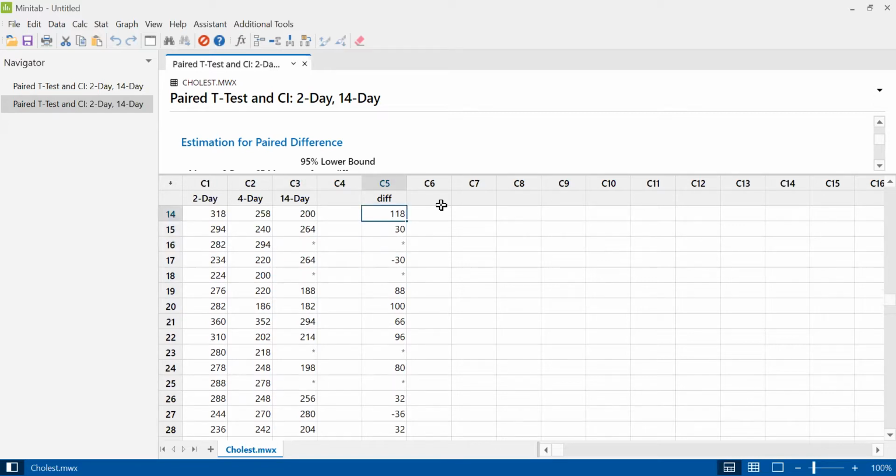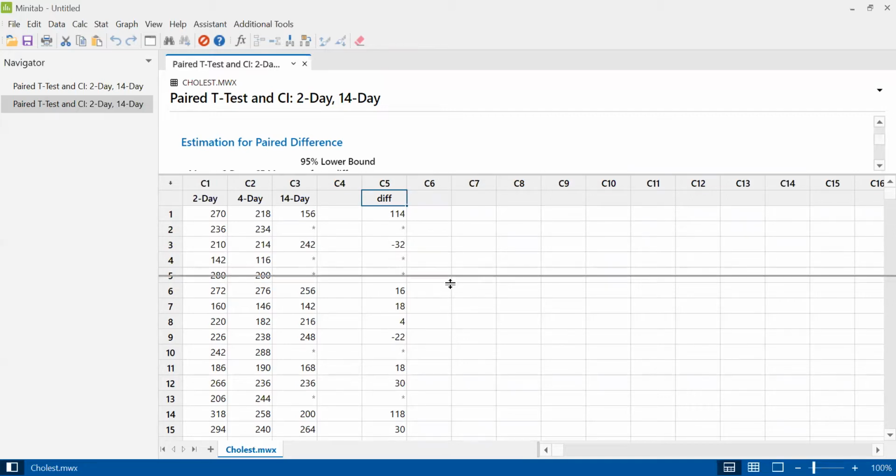So I'm just going to have an asterisk in those, and it's okay. Minitab is fine with that. So it just means I don't have data for that person. Okay, so that's what that data looks like. You don't have to look through it. I'm just showing you what it looks like.